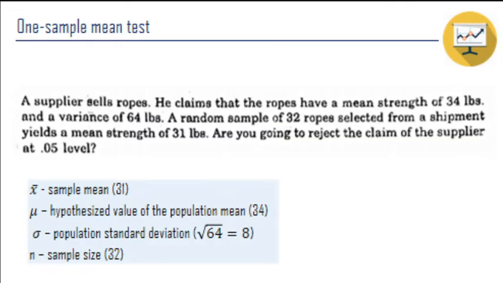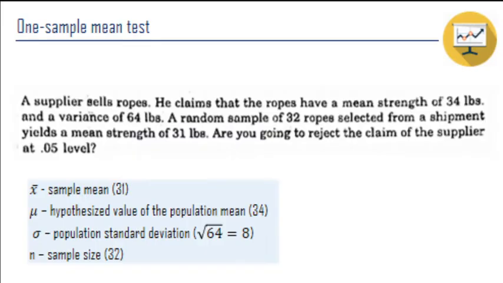Okay, next example. A supplier sells ropes. He claims that the ropes have a mean strength of 34 pounds and a variance of 64 pounds. A random sample of 32 ropes selected from a shipment yields a mean strength of 31 pounds. Are you going to reject the claim of the supplier at 0.05 level? Okay, so let us try to determine the variables. The sample mean is 31. The hypothesized value of the population mean is 34. The population standard deviation is 8.